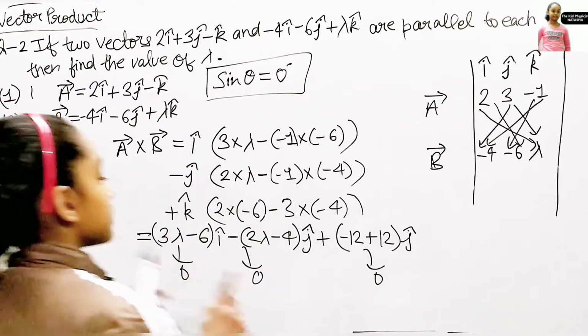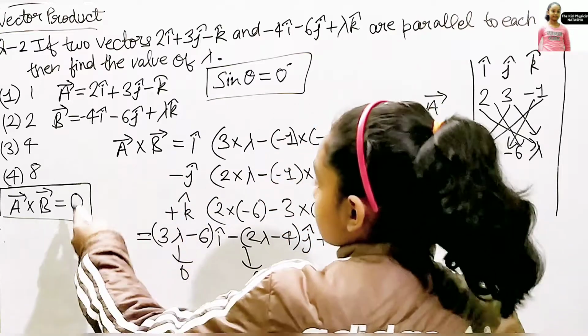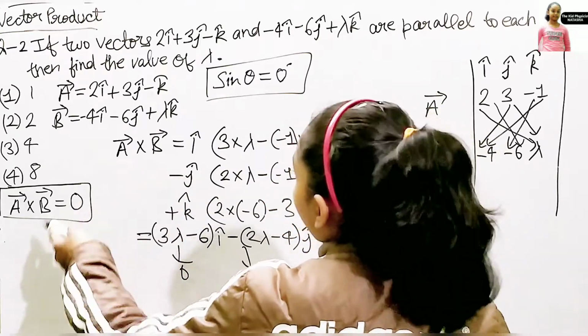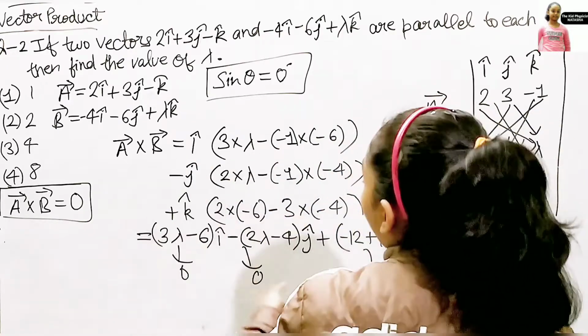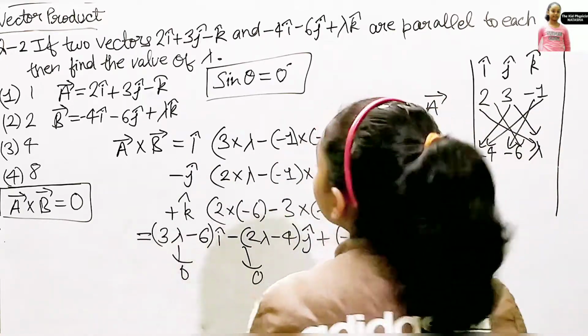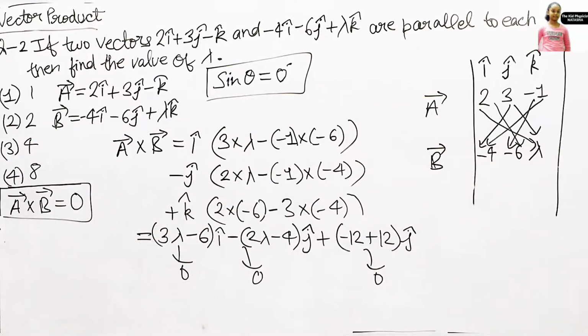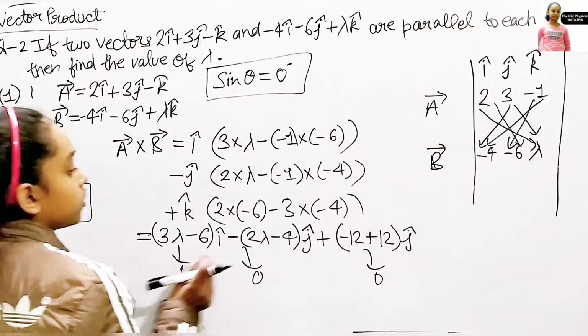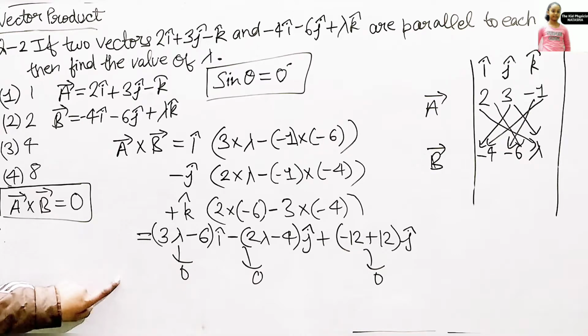So we can also see that in this condition, our cross product of vector a and vector b is 0, and through this rule we are also getting 0. But we have to find what? We have to find the value of gamma. See, one more time. Okay, got it?